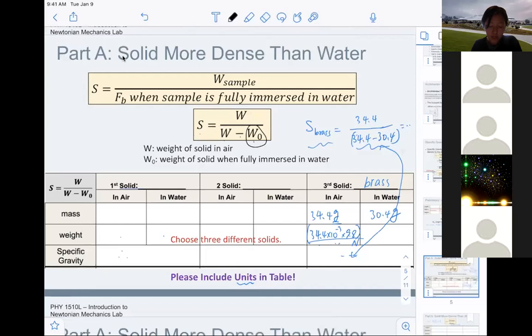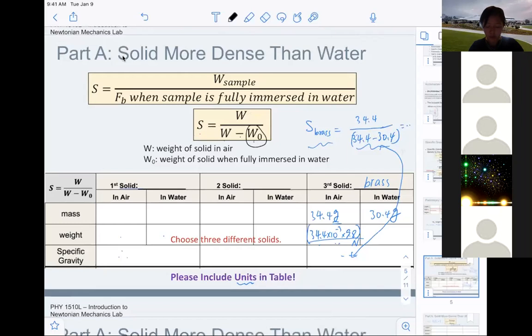So for part A, you can choose a variety of different solids, and I recommend that you include brass in your table, because later on you will have to refer to the results in part C using the brass. So it makes sense if you just read the brass as one of the three different choices. That would be a little bit easier, save you some time.